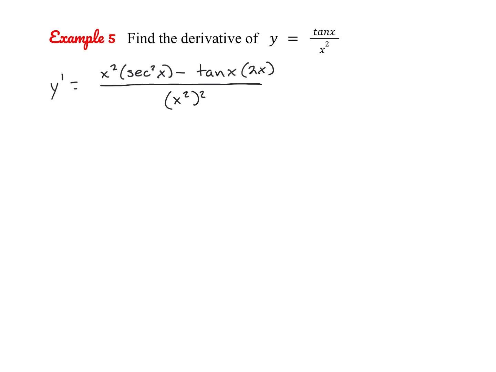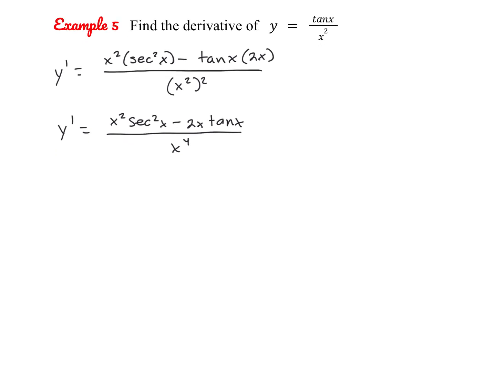So here it's really just a matter of simplifying. So let me just rewrite this as x squared secant squared of x minus 2x tangent of x, all over x to the fourth. So you see that there is a common factor of x that we can simplify out. So we're left with x secant squared of x minus 2 tangent of x, all over x cubed.